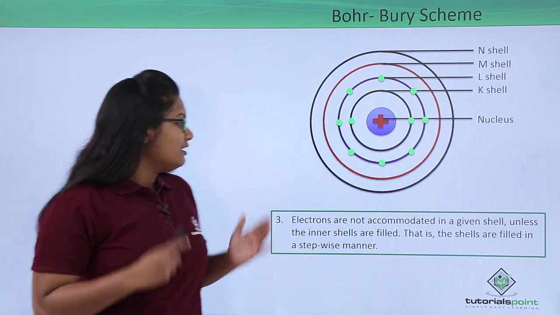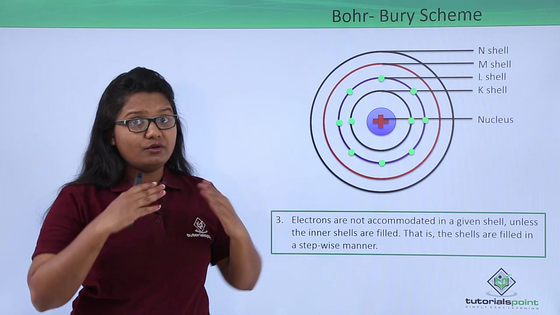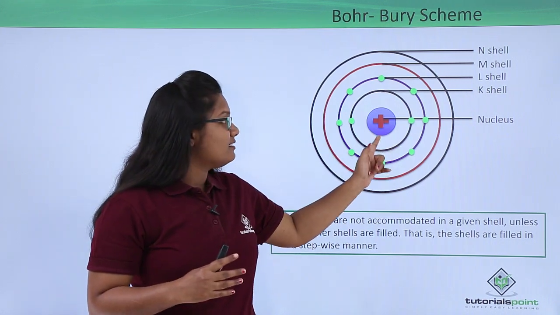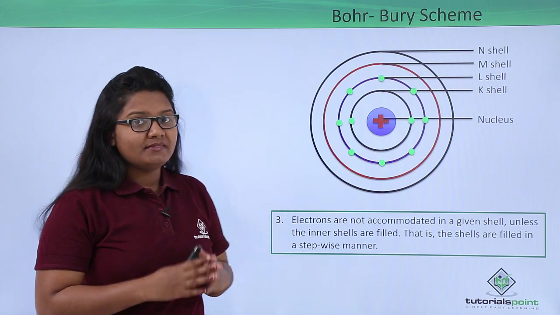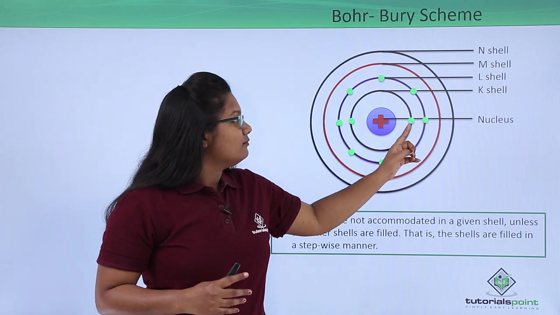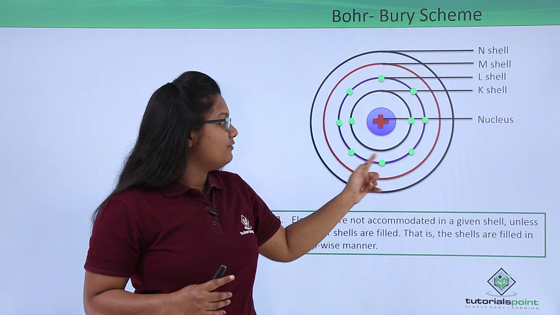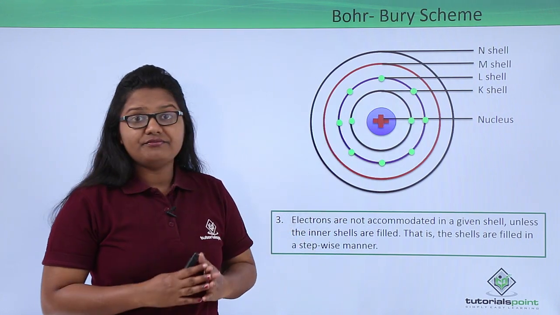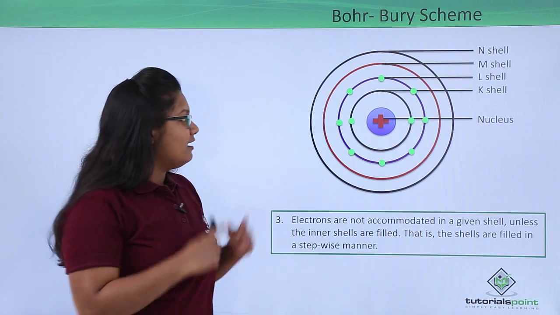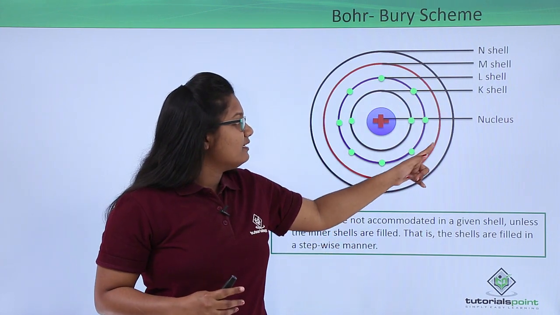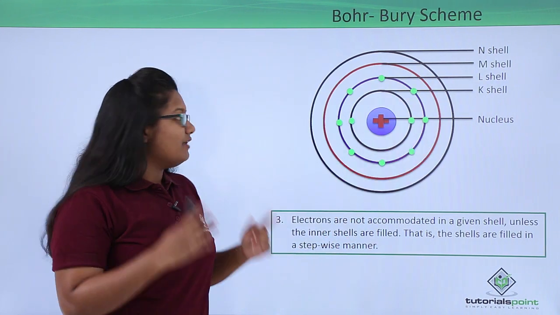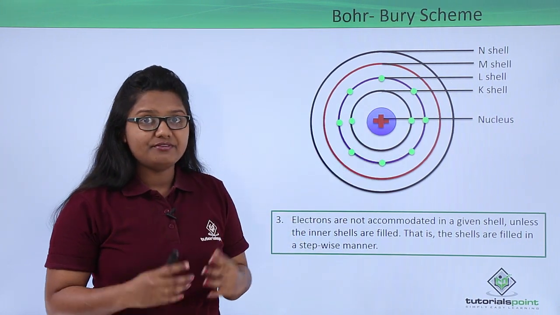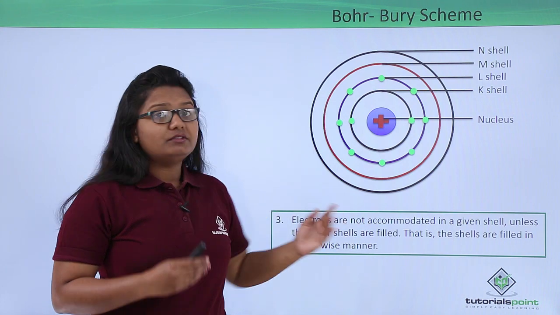So the third rule says that the electrons are not accommodated in a particular shell when the inner shells are not fully filled. It means that we cannot simply fill the L shell when the K shell is not fully filled with 2 electrons. Again, we cannot simply fill the M shell when the inner shells, that is K shell and L shell, are not completely filled. Now this was all about the third rule.